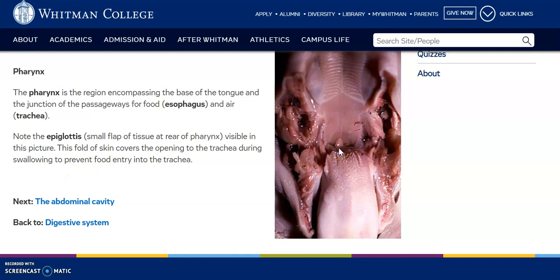Now, we have this little flap near the back of the pharynx called the epiglottis. The epiglottis is this little flap of tissue right here that you see. This is what prevents food from entering into the trachea. It's kind of like a little doorway that says, yes, you can come in, or no, you can't.